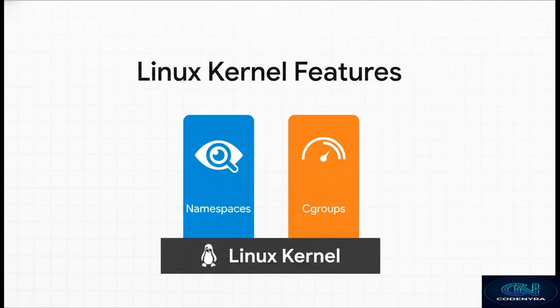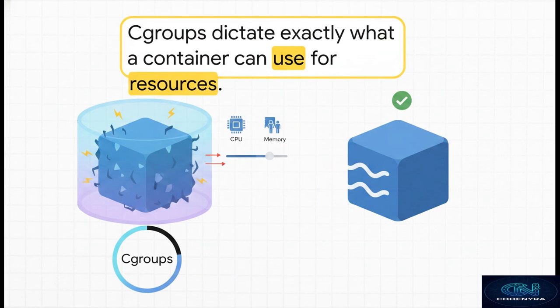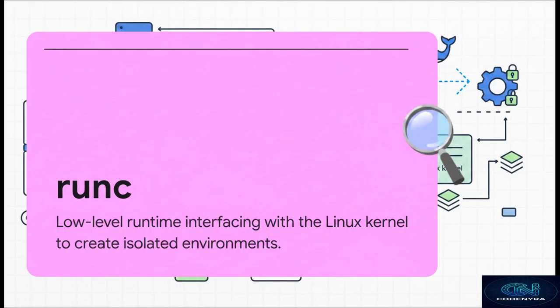Well, Docker relies on two brilliant, built-in Linux kernel features, namespaces and cgroups. Namespaces give every container a private view. It isolates what they can see, like network stacks. Meanwhile, cgroups dictate what they can use, preventing one noisy container from hogging all your memory. The daemon delegates the actual creation to runc. It's a low-level tool talking directly to those kernel features.